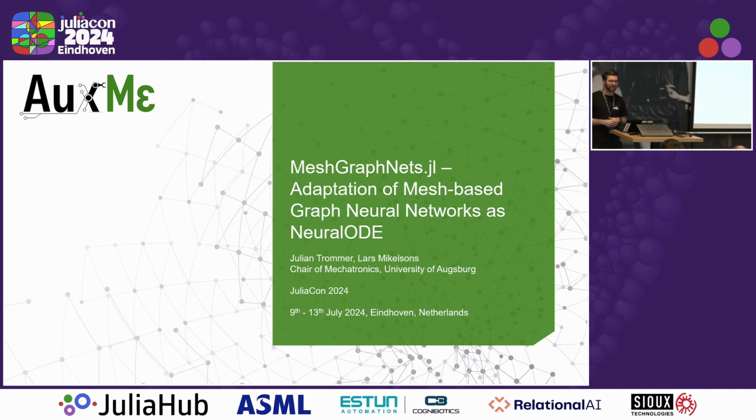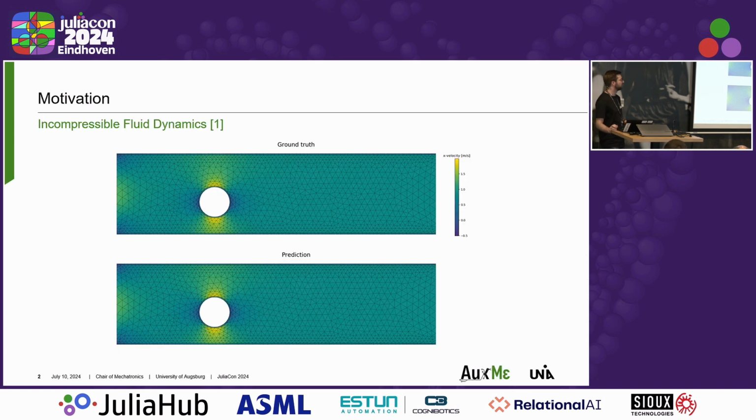Okay. And I want to talk about our package MeshGraphNets.jl today and our adaptation of that graph neural networks-based methods to a NeuralODE. And for starters, I want to show you one of the use cases that was in the original paper of MeshGraphNets, which was published by Google DeepMind.